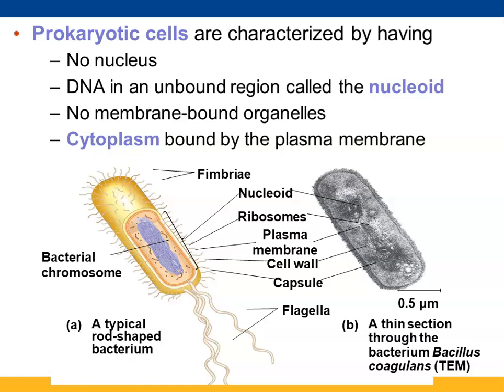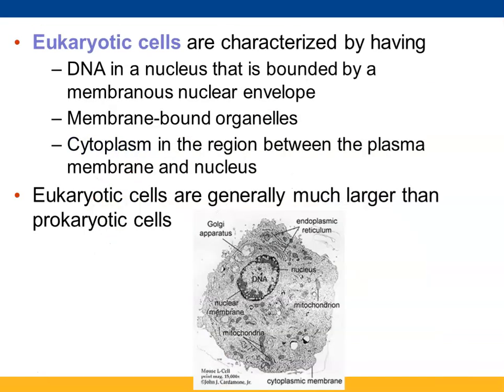But prokaryotic cells do not have a specific nucleus. Their DNA is located in a generalized region called the nucleoid. They have no membrane-bound organelles, and the cytoplasm is kept intact by that plasma membrane. And what you see there is an example of a rod-shaped bacterium. While eukaryotic cells have more structure to them, their DNA is housed in a membrane-bound envelope, the nuclear membrane. They have membrane-bound organelles. Their cytoplasm basically separates the plasma membrane from the nucleus, and they tend to be a lot larger.